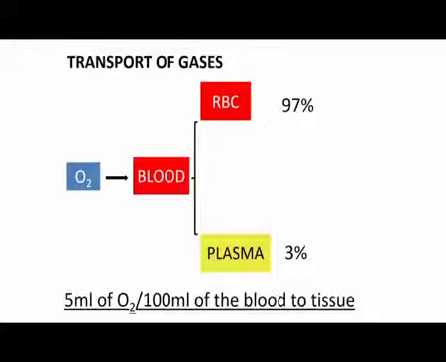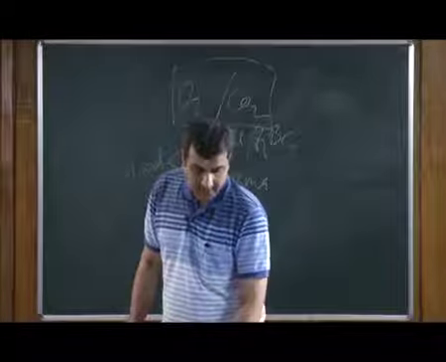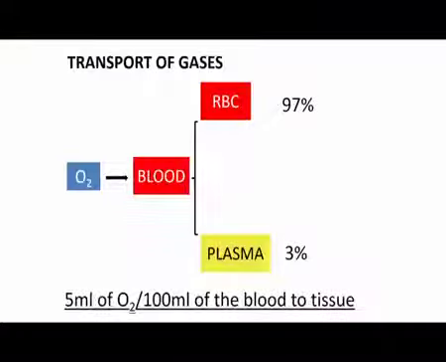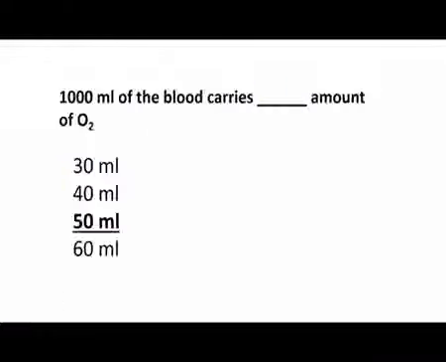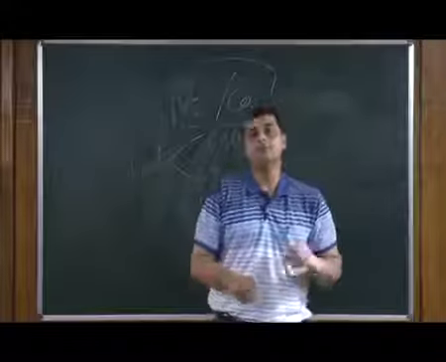On average, 5 ml of oxygen per 100 ml of blood is supplied to the tissue level. This is the carrying capacity of oxygen to the tissue, and to understand it with an example, how much oxygen do 1000 ml of blood carry? 5 multiplied by 10 is 50 ml. So, 50 ml is the complete concentration of oxygen carried by 1 liter of blood, because 100 ml can carry 5 ml of oxygen, so 1000 ml carries 50 ml of oxygen.